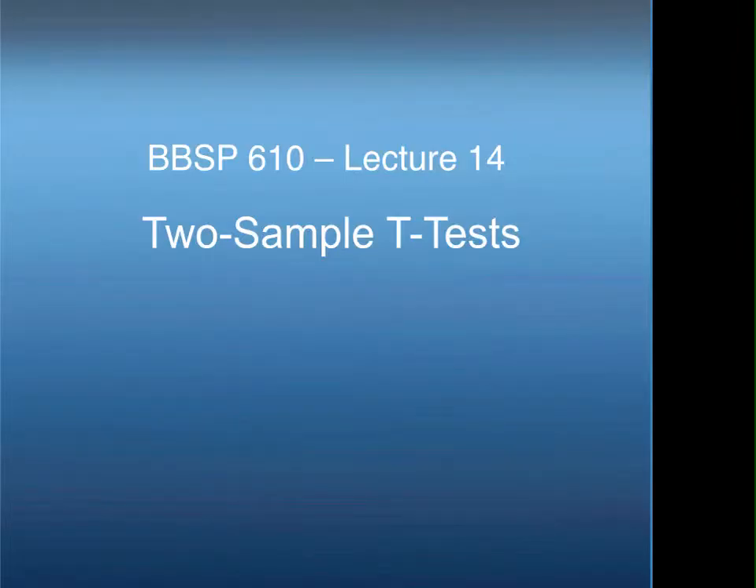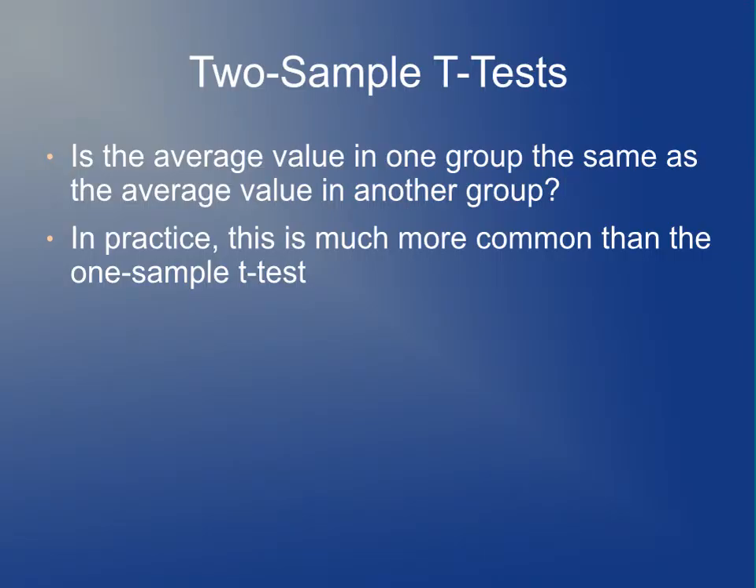This is lecture 14 in BBSP 610. We'll be discussing two sample t-tests. In the previous lecture, we discussed one sample t-tests, which you use when you want to test the null hypothesis that the mean of a given sample is equal to some specified value. And a two-sample t-test is when you want to test the null hypothesis that the mean value in one group is the same as the mean value in a different group.